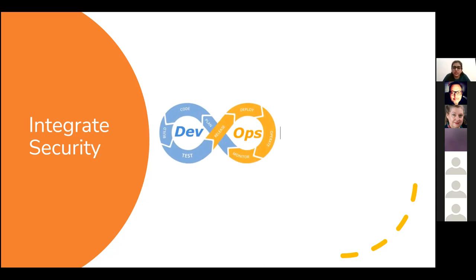Between code and build, right? Right. Any other answers? I would want to implement it from planning on forward.